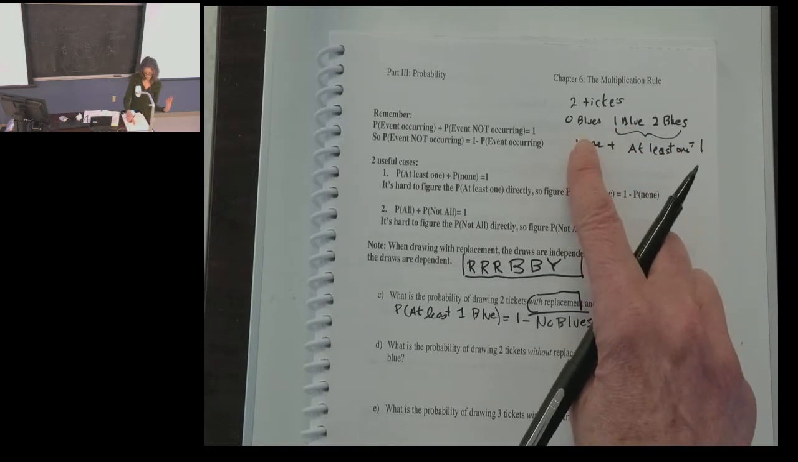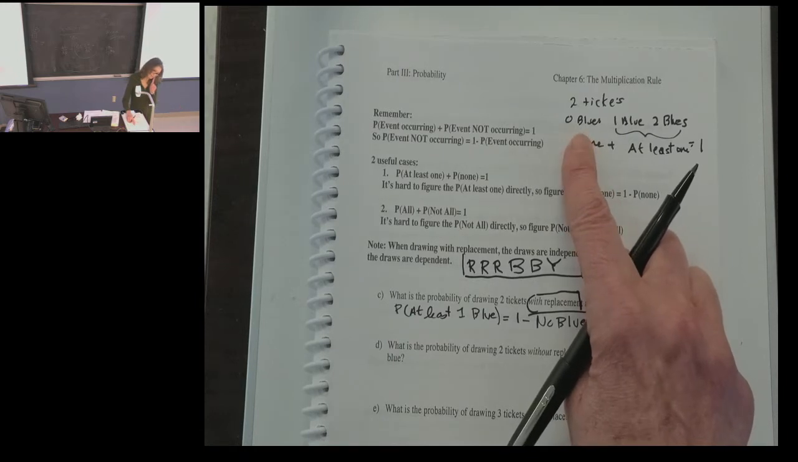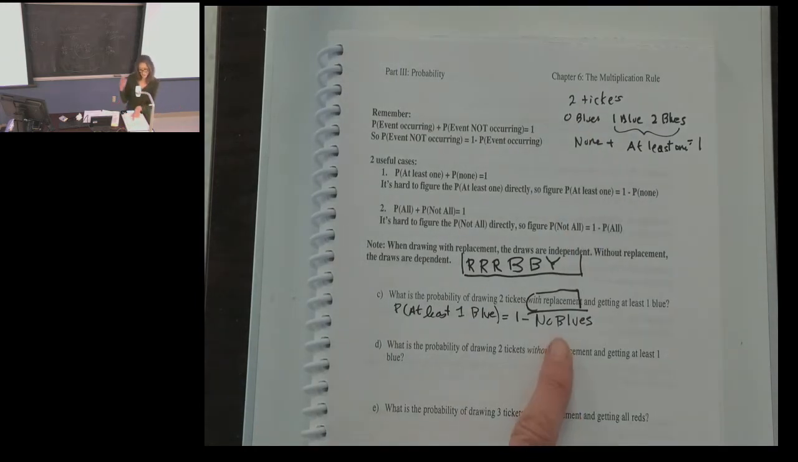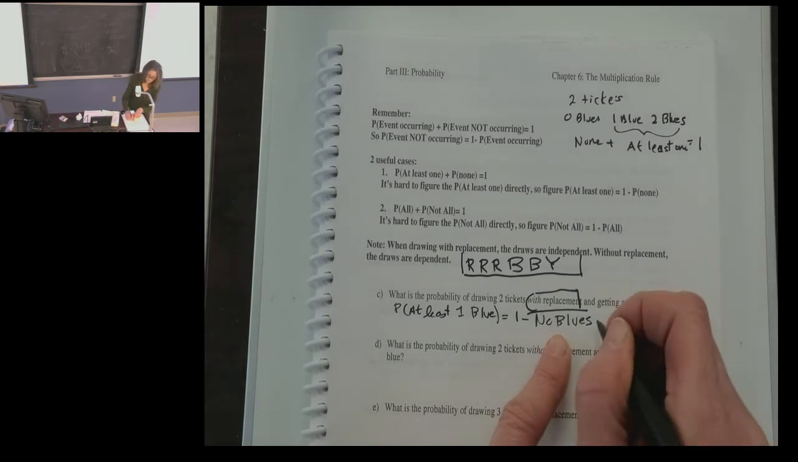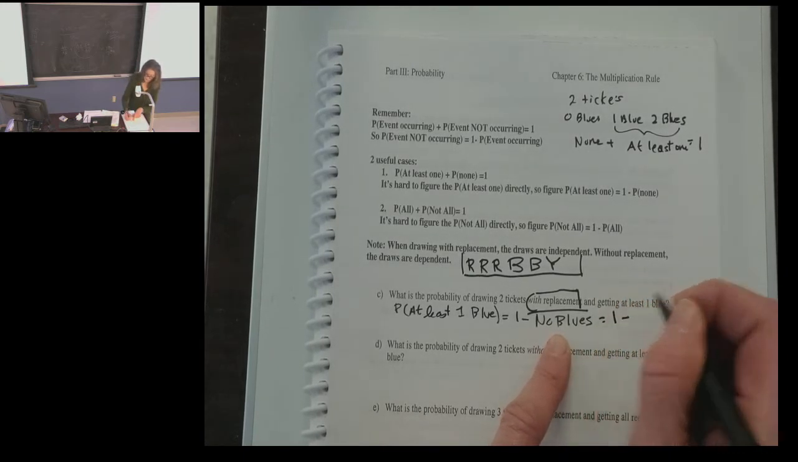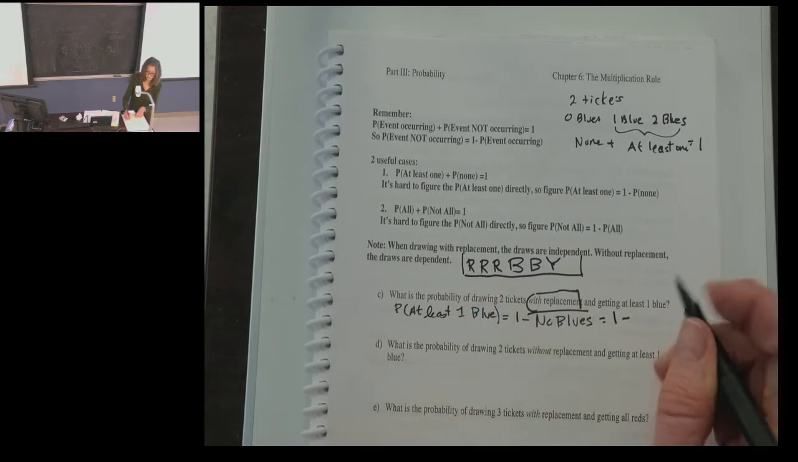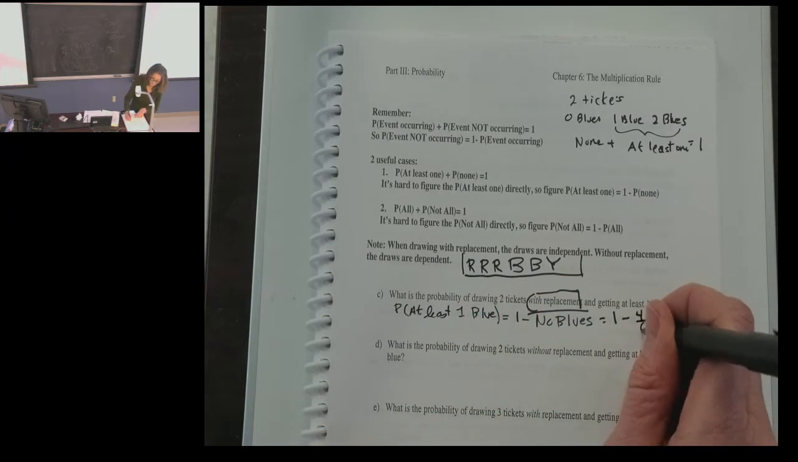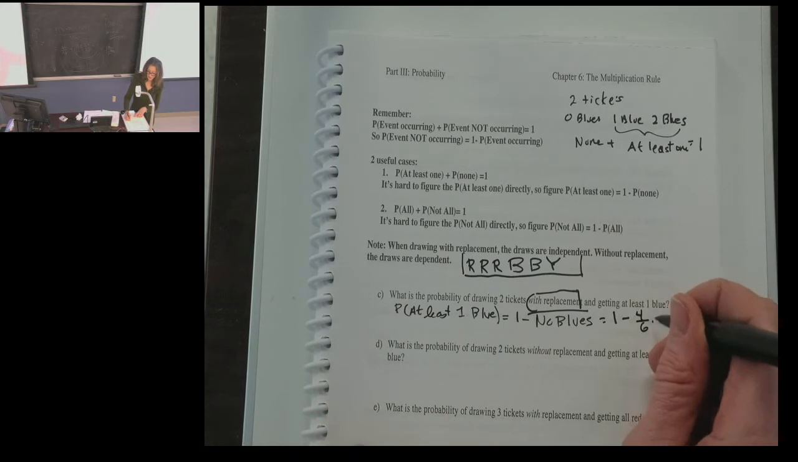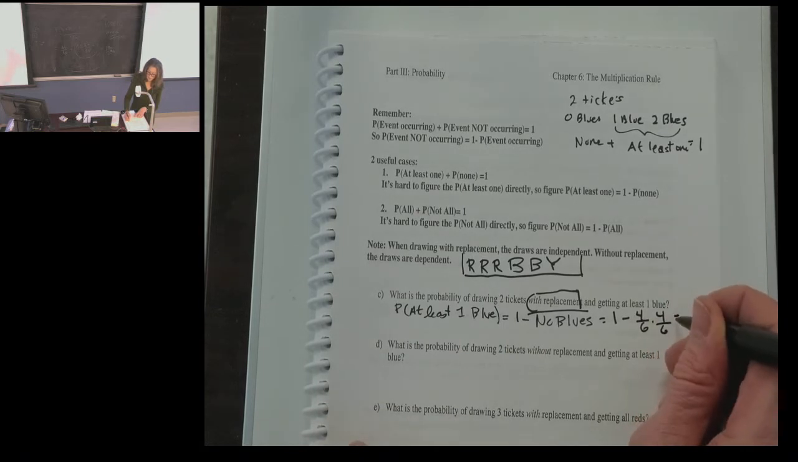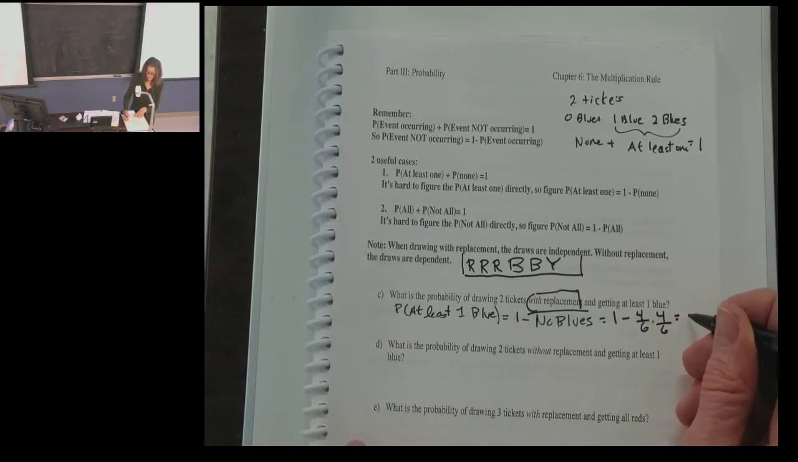But it's much easier to see the chance of no blues, because you only have one thing to figure out, okay? So that's why it's easier, which is equal to 1 minus, what's the chance of no blues on the first? There's 4 other tickets, so it's 4 out of 6, and it doesn't change, times 4 out of 6. So that is 36 minus 16, 20 out of 36.